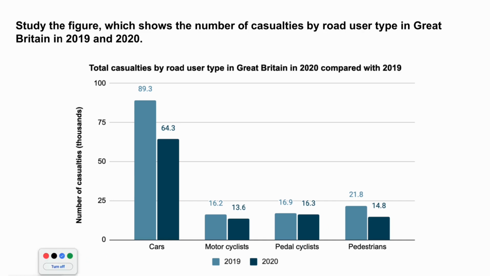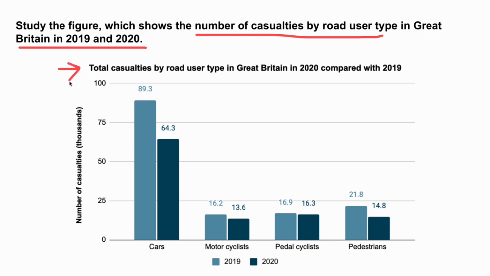Okay, so same thing as before. When we look at a graph, we look at the question context here. Number of casualties by road user type in Great Britain in 2019 and 2020. So you notice that you're expected to understand the word casualties, which basically means the total number of injured plus deaths by each road user type. Okay, so when your question context and the title of the graph don't really differ much, that means that you're expected to know these terms already. So you see here, the title is about the same. Only a bit of rephrasing here. In Great Britain in 2020 compared with 2019.